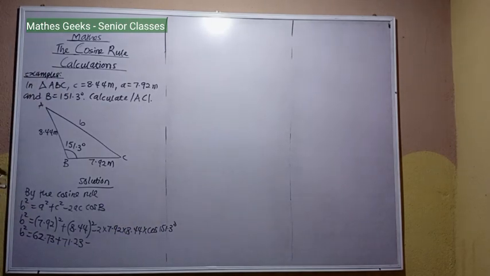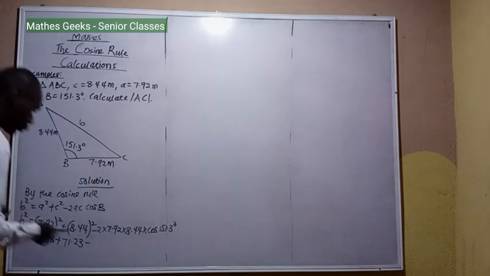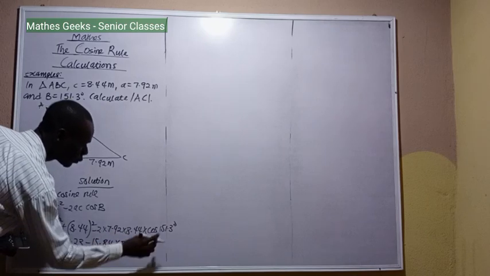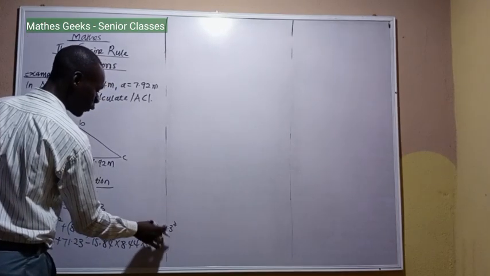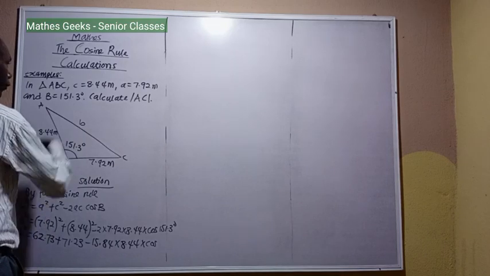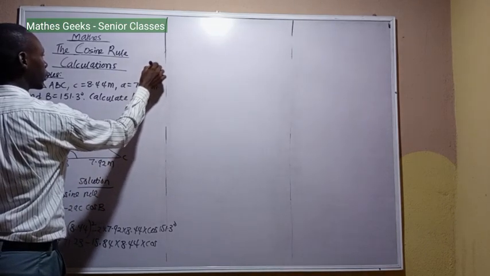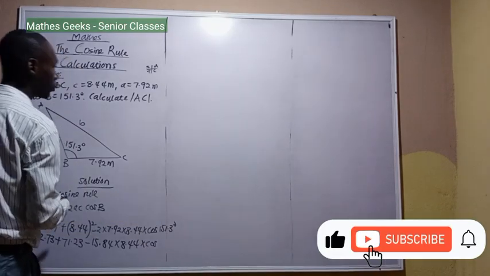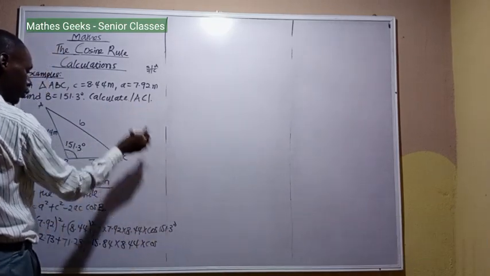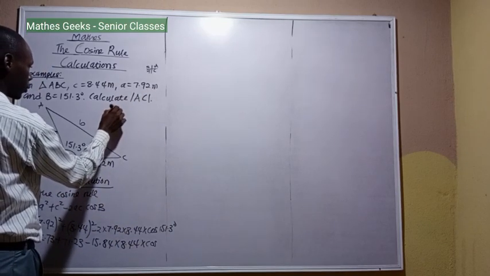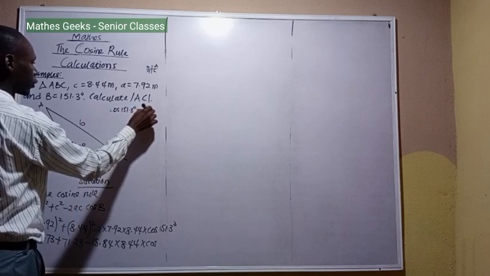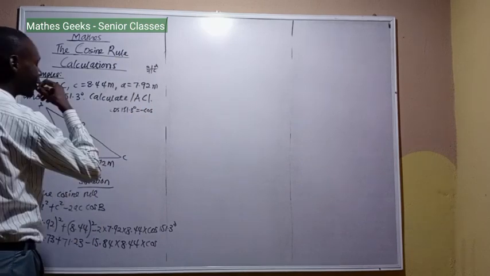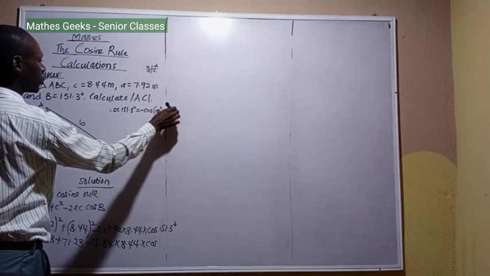2 times 7.92 is 15.84, times 8.44 times cos 151.2 degrees. This 151.2 indicates that it's obtuse, and the angle is in the second quadrant, which is between 90 degrees and 180 degrees. So to get the acute angle, I'm going to subtract 151.2 from 180 degrees. But cos in the second quadrant is negative, so cos 151.2 degrees is equal to minus cos of the acute angle. Even though we get an acute angle, we must indicate that it's still negative because cos originally was in the second quadrant. This gives us minus cos (180 degrees minus 151.2 degrees).